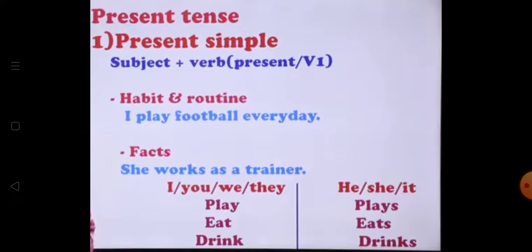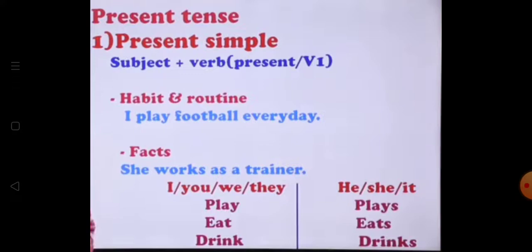For example, I play football every day. This is a routine that he plays football every day. And we are talking about facts. For example, she works as a trainer. That's a fact about her life.